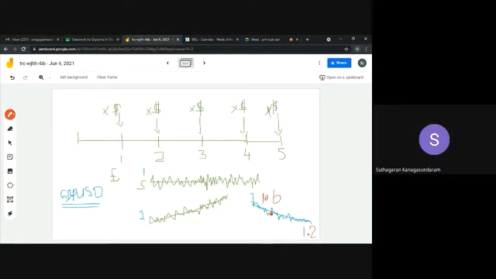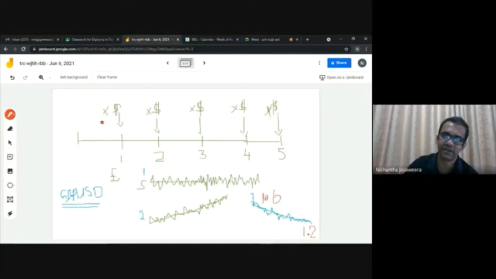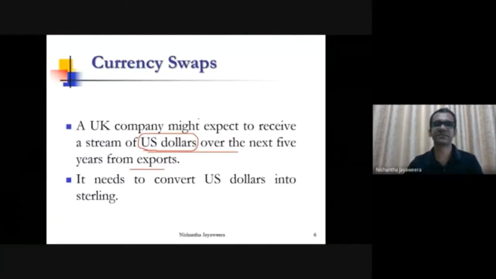Why? During the 5-year span, the expected cash flows can be affected because the dollar is fixed. Once you fix the contract, the dollar amount is fixed. That's what I mentioned. So during the next 5 years, you are receiving flat cash flows in dollar amount. Say $5 million. Every year you get $5 million. That's what it says in the example. A stream of US dollars.